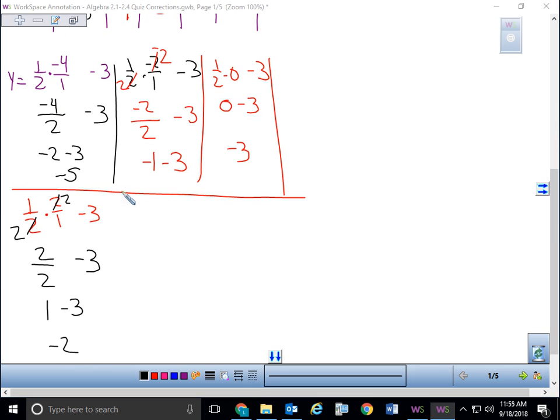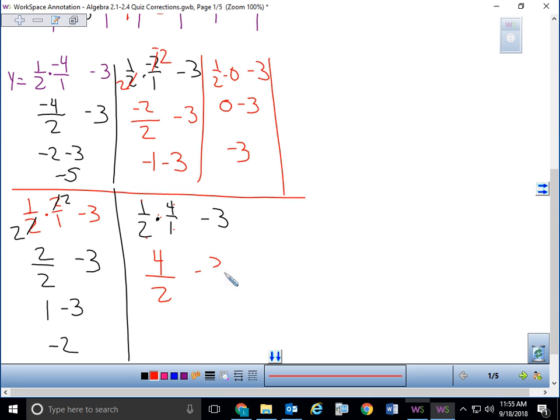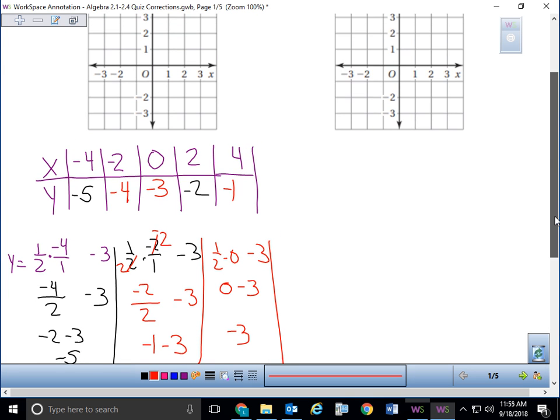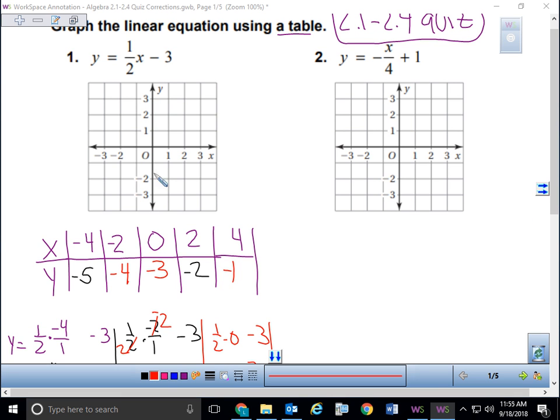Plugging in my last x value of 4, 1/2 times +4 over 1, then subtract 3. I'll go back to multiplying tops and bottoms. So 1 times 4 is 4. 2 times 1 is 2. Still subtract 3. 4 divided by 2 is 2. 2 minus 3 is -1. This gives me enough x values that I could plot and have a pretty good idea of what my graph is going to look like.